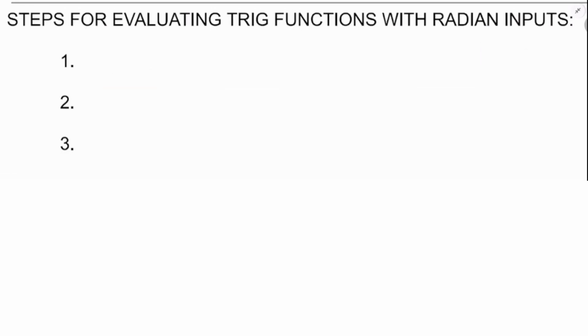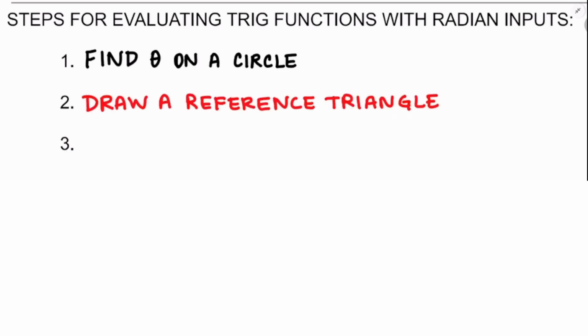I know we talked about this last time, but I think it's going to be good for us to once again review the steps we're going to take when we want to evaluate a trig function with a radian input. Just to remind you, first we're going to find the angle location on the circle. Then we're going to draw a reference triangle. Always drawing a reference triangle is the most important step. And then the last step is easiest of all. We're going to do SOHCAHTOA.